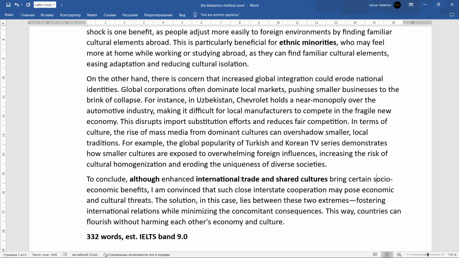Bring certain socio-economic benefits. Well, I am not sure I saw these kind of words. These are usually very formal words to describe the theme of the essay, but I use it nevertheless because it fits so well. Again, I am convinced that such close interstate cooperation, between states cooperation, may pose economic and cultural threats.